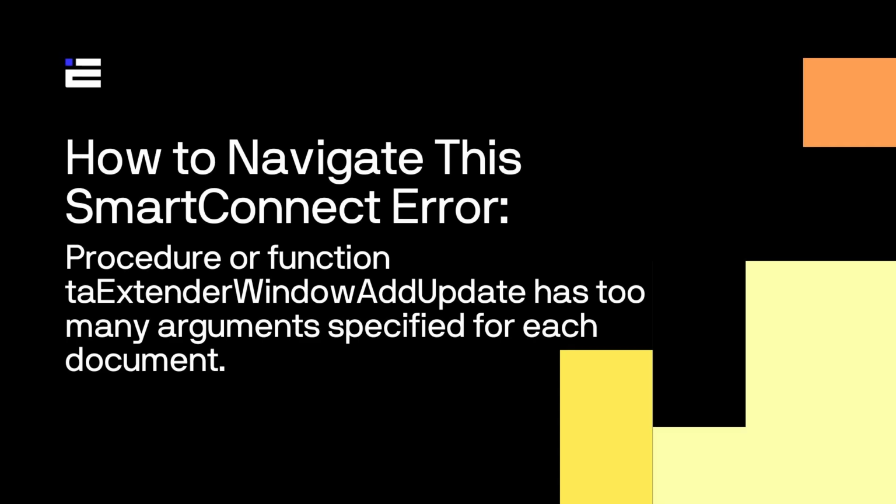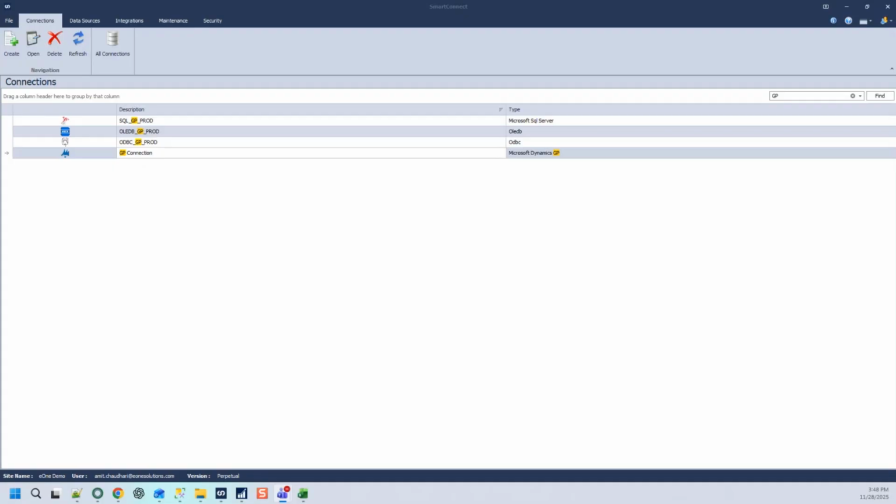I'm going to show you what to do if you are getting an error in Smart Connect when importing extended data, especially when you are upgrading from Smart Connect 18 to 21. The error says: the procedure or function taExtenderWindowsAddUpdate has too many arguments specified for each document.